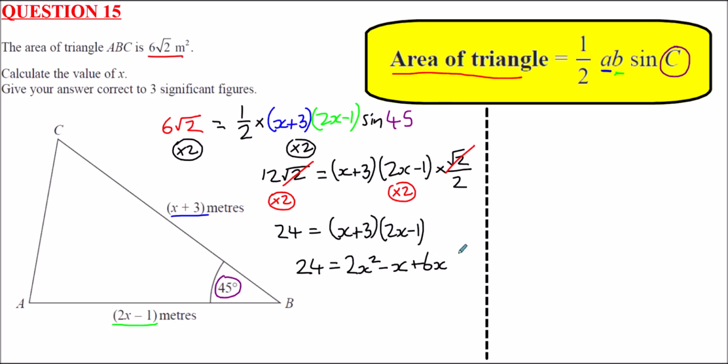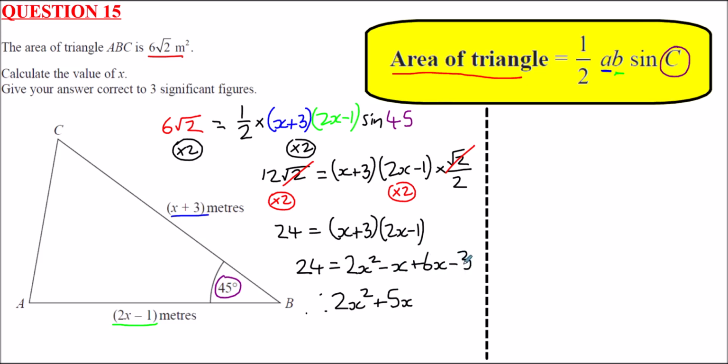Then 3 times minus 1 gives minus 3. So we can now neaten this up, get everything onto one side. So I've got 2x squared minus an x, add a 6x. Overall, if I've got 6 x's and I'm taking away an x, I've got 5x left.